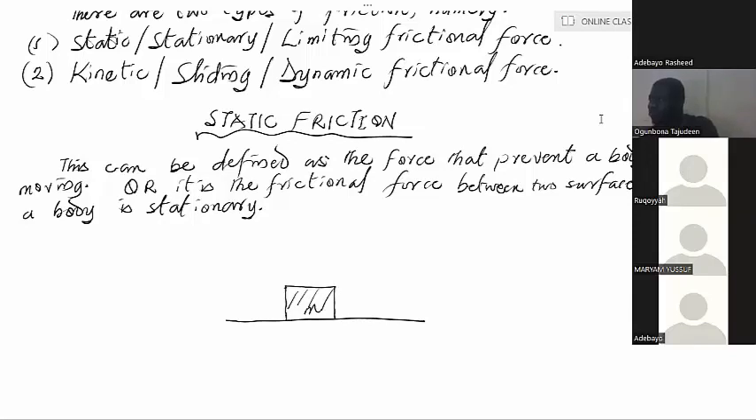Please, Adebayo, move, please. Move, Adebayo, please.